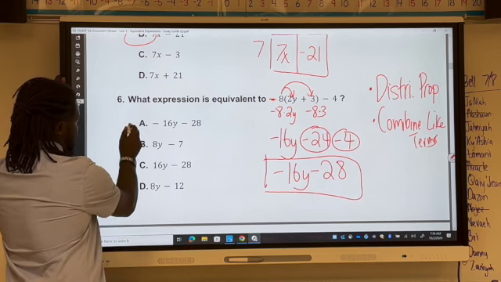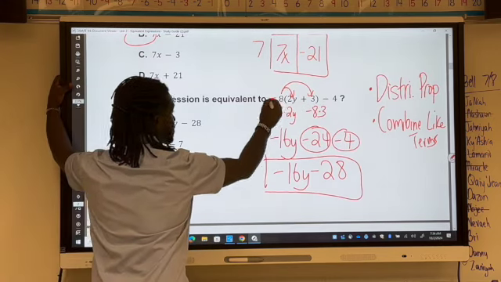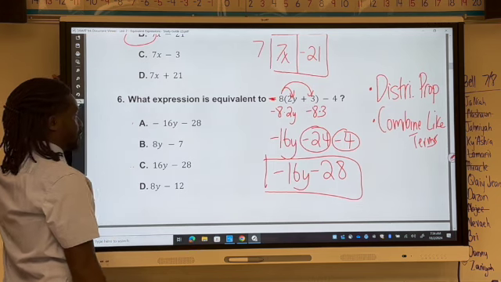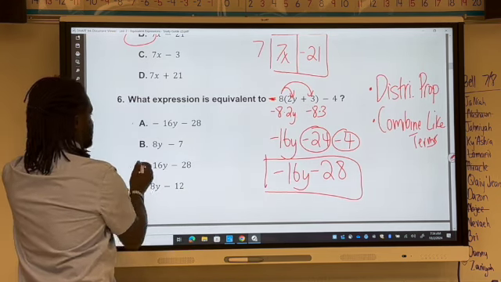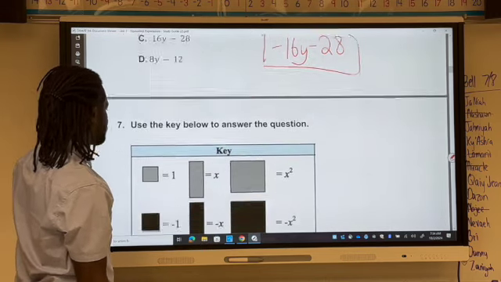Again, you got to make sure that you remember that negative. If you forget that negative, then you're going to end up with the wrong answer. So please make sure you distribute that negative. And so again, my correct answer would be A here. All right, moving on.